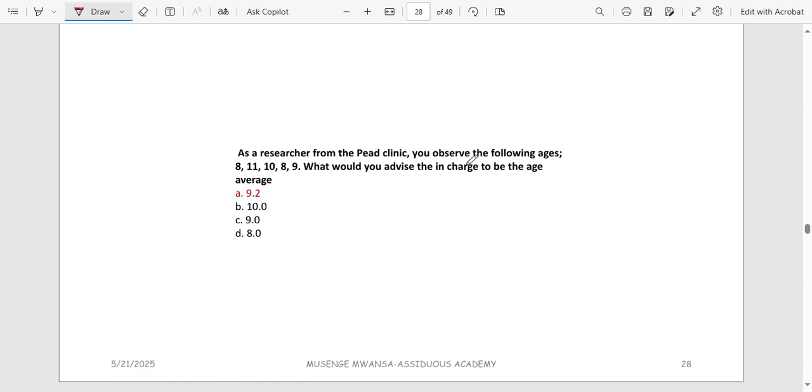What would you advise the person in charge to be the average? Remember, average is the same as mean. It is given by adding the terms, 8 plus 11 plus 10 plus 8 plus 9, and then you divide by how many they are. These are 1, 2, 3, 4, 5. So if you do that, you are going to get 9.2.